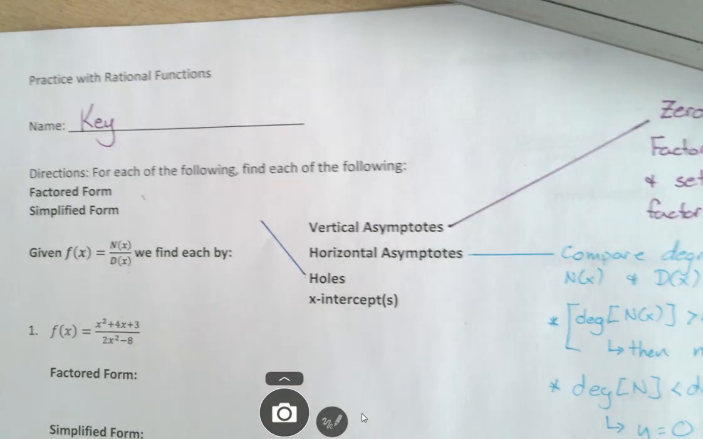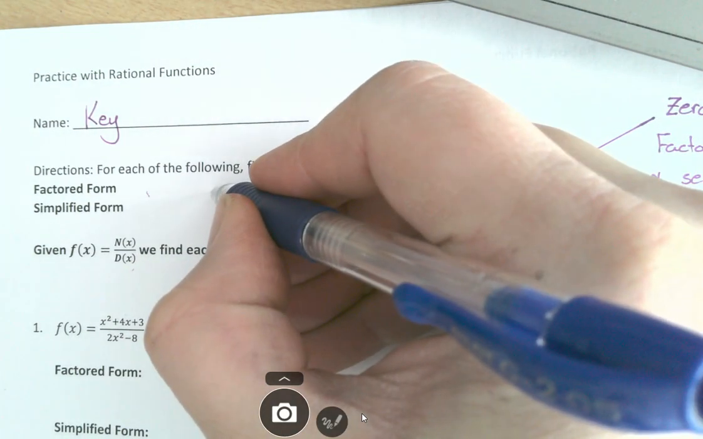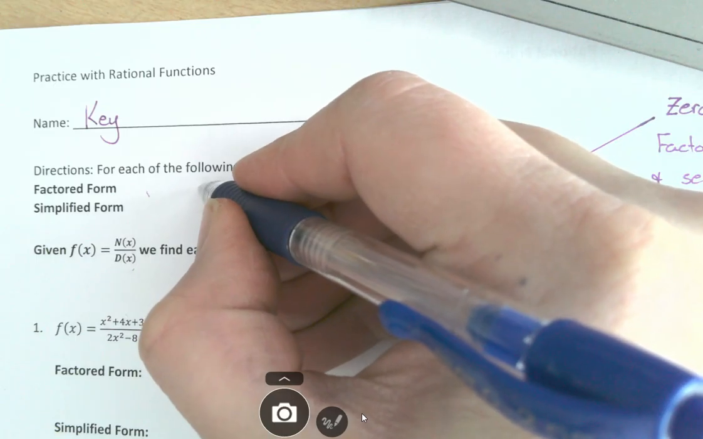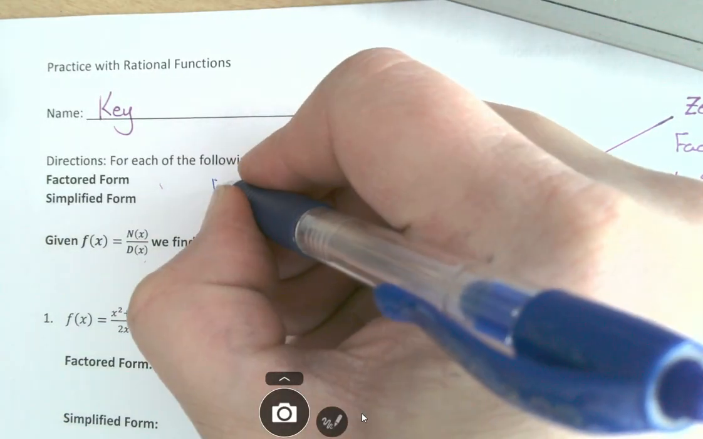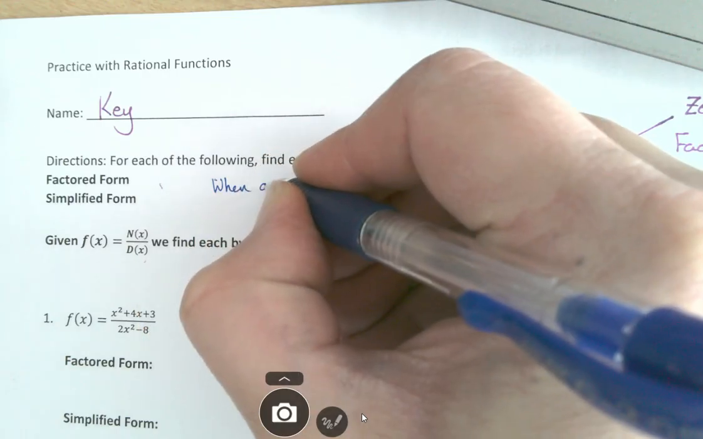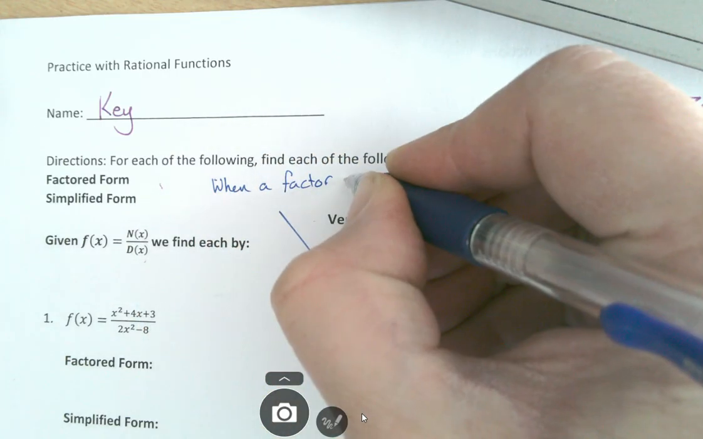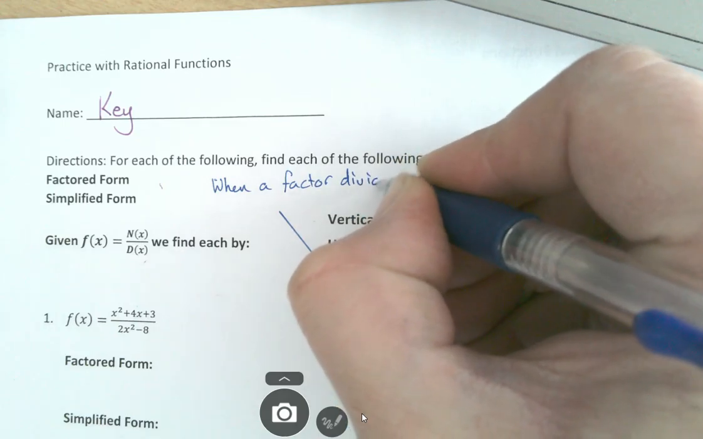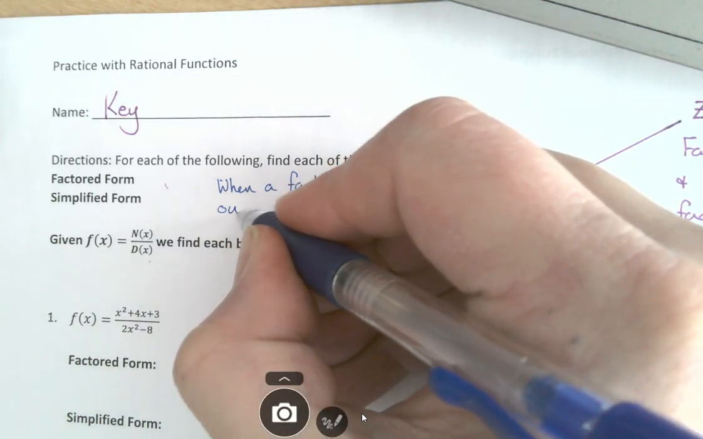Love it. Where did you find it? What section is that in? 4.3. So, if a factor divides out, which here we are again, when a factor divides out, which when I say a factor, and this is a harder one, but what do I mean by a factor? One factor. So how would I pick out one factor?